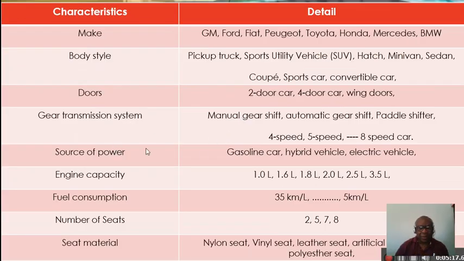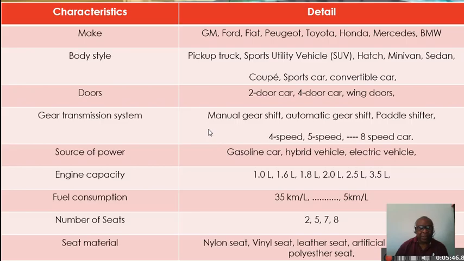Now we can also describe a car using the source of power, like gasoline. It can be gasoline, ethanol, it can be hybrid. Hybrid means a combination of two. It can be gasoline electric or ethanol electric. So that's a hybrid. So we have gasoline, we have ethanol, we have a hybrid, we have electric vehicle. All right.